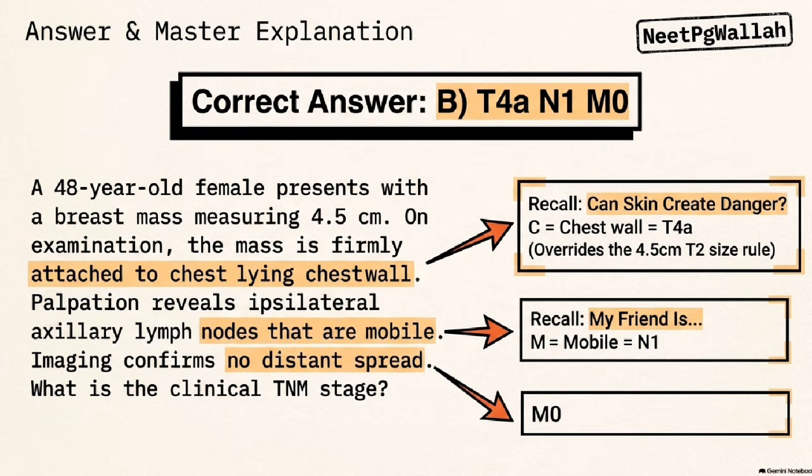So the crucial point is how the rules interact. You might have seen 4.5 centimeters and immediately thought, aha, T2 because of the 2 for 2 rule. But look at the next sentence. It's attached to the chest wall. Recall our mnemonic, can skin create danger? Can stands for chest wall, which is T4A, and that completely overrides the size rule. Next up, the nodes are mobile. Recall, my friend is. M is for mobile, which is N1. And finally, no distant spread means M0. If you got that right, fantastic job. This highlights exactly how powerful structured visual learning can be.